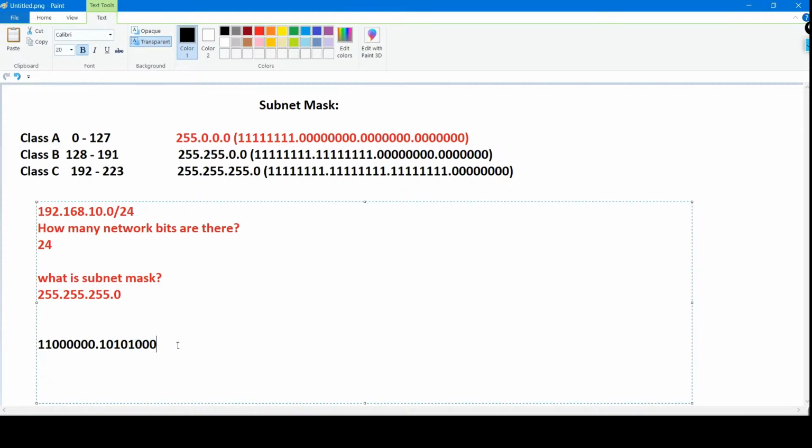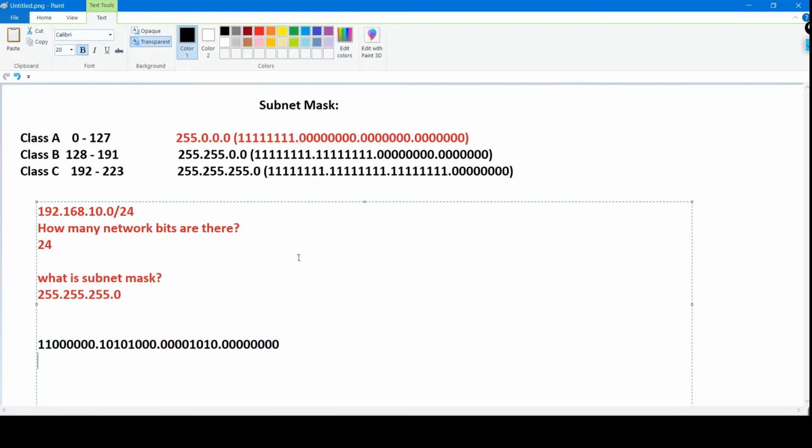After that, 10. So what will the binary of 10 be? 8 and 2 will be on bits and the rest will be off bits, so 0000 1010. This one is 8 and this one is 2. And in the last octet the decimal value is 0, so all bits will be 0. This is the binary of 192.168.10.0.